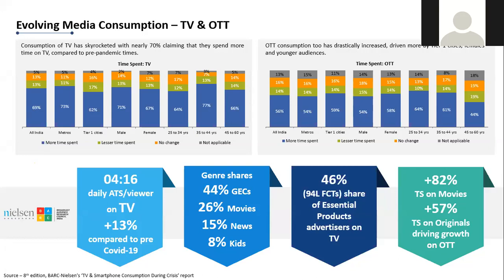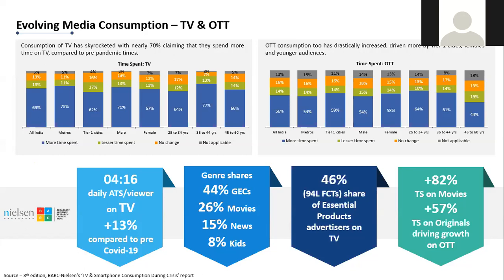So the numbers that you see at the bottom of this chart are basically from research conducted by BARC, which is the Broadcast Audience Research Council for India. It's a government body that actually measures TV ratings, and this research has been done in partnership with Nielsen, which is again one of the leading research agencies worldwide.